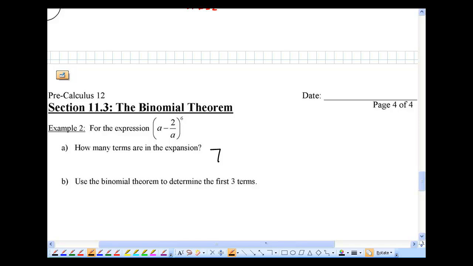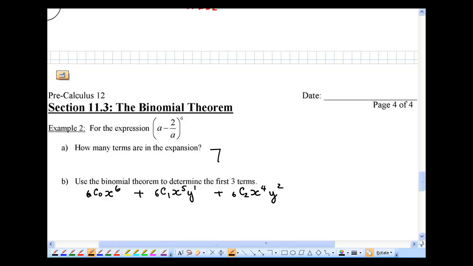Now I'm going to ask you to use the binomial theorem to determine the first 3 terms. Now remember how we did the binomial theorem? It's n choose 0, x to the power of the highest value, which is 6, y starts at 0, right? By the way, n is what in this case? It's 6, right? So then we have 6 choose 1, x to the power of 5, y to the power of 1. And then we have 6 choose 2, x to the power of 4, y to the power of 2. And those are the first 3 terms. That's the general form of writing it.